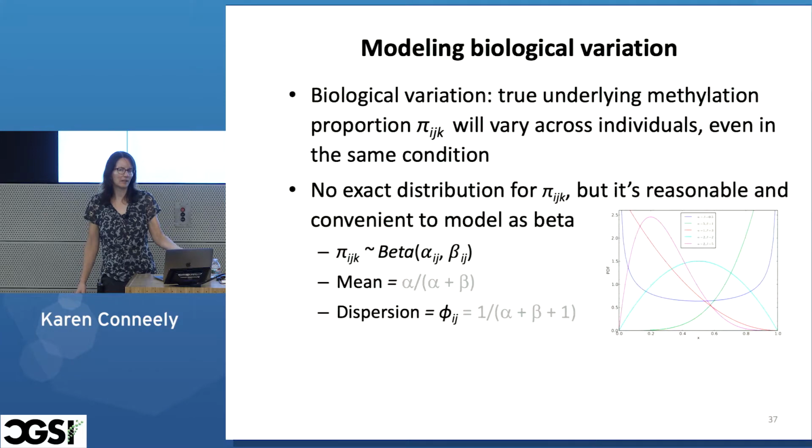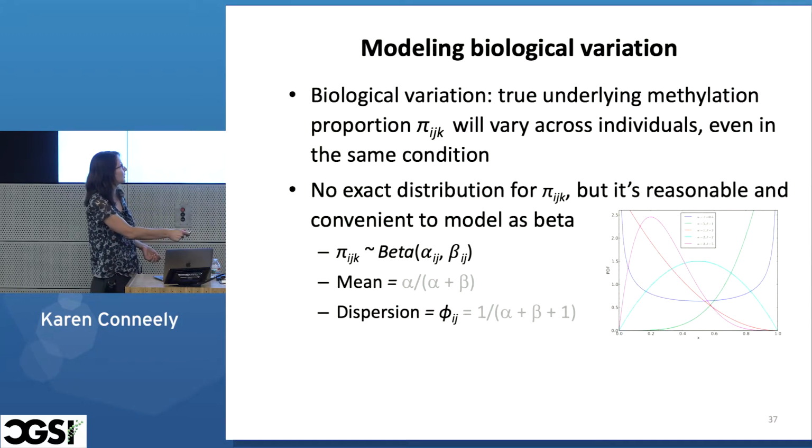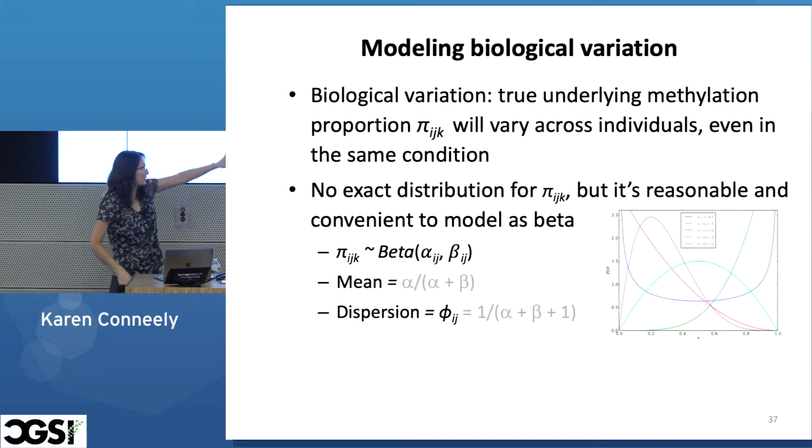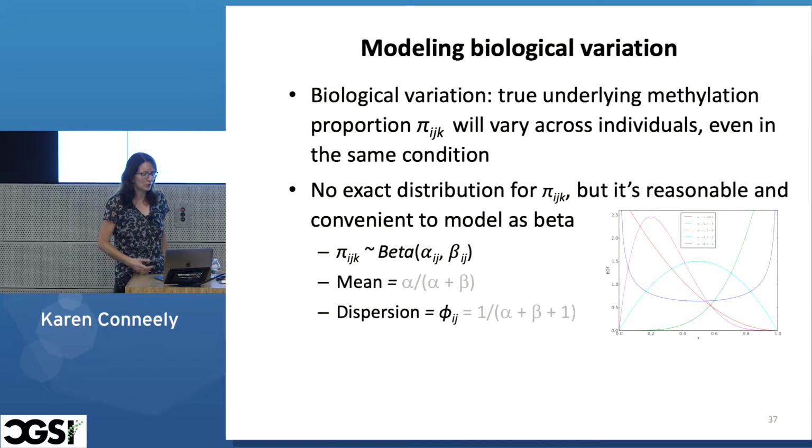There's not going to be an exact distribution for pi the way there was for m. But it turns out to be reasonable and convenient to model this as a beta distribution. The beta distribution is a 2-parameter distribution. On the right over there, there are some pictures of beta distributions. You can see there's a whole bunch of different ones. It includes the uniform distribution. Even though it's only 2 parameters, it's very flexible, and you can have a whole range of them. This is one of the things that I think makes it reasonable.